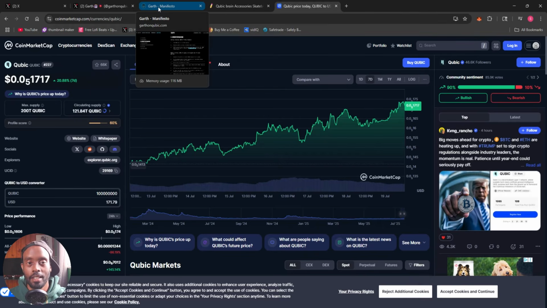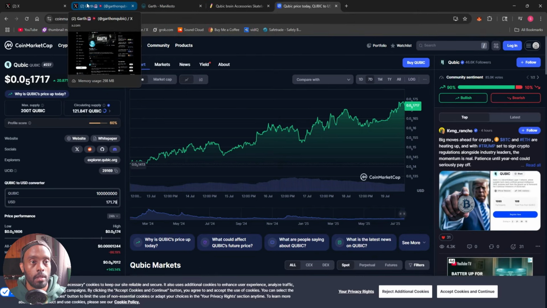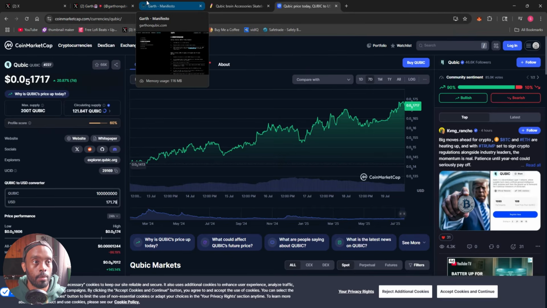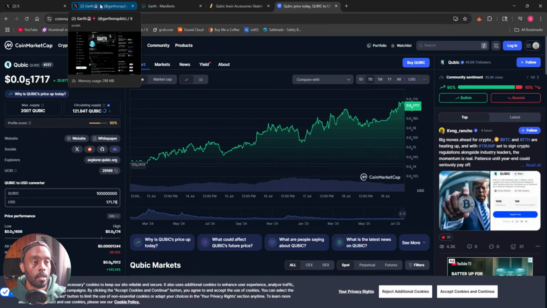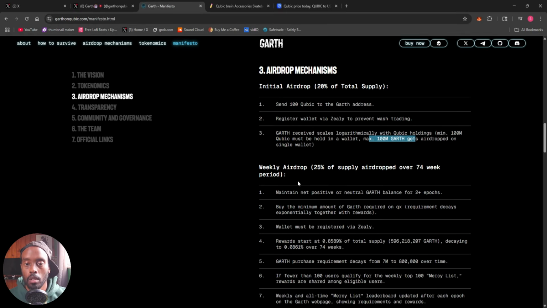I didn't think I'd ever have to say that. Yeah, it's not a financial tool. It's just a tool for social engagement. That's what this token is. But if you choose to participate in the Qubic ecosystem, why not send a little Qubic to participate in the engagement. So yeah, back to the manifesto.